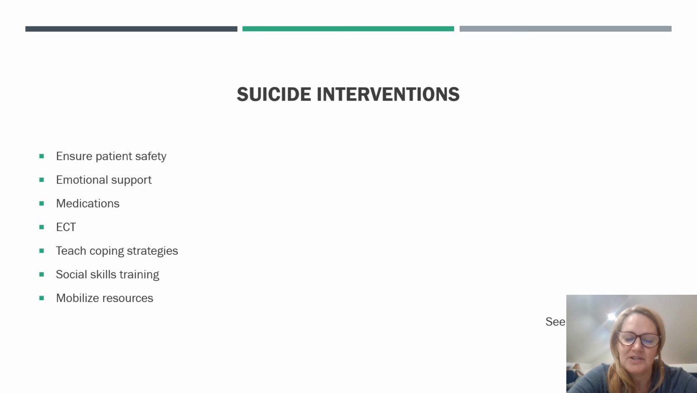Teaching them coping strategies is really important. Social skills training. We have people that come in with depression and they just want to isolate. So trying to get them out and learn to be social is really important, because by isolating in their room, they're negating any kind of social support that they might get. And you'll find once they get out and about and they find some social support, that really helps. And then just to mobilize other resources.